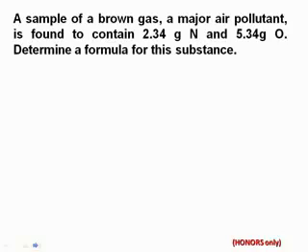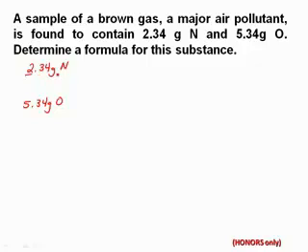All right, so here we have a brown gas, which is an air pollutant, that is found to contain 2.34 grams of nitrogen and 5.34 grams of oxygen. We want to know the formula for this substance. And of course, with this type of information, the best we're going to be able to do is the empirical formula. So we already have them in grams. I usually write them this way on the page, and you'll see why in a minute.